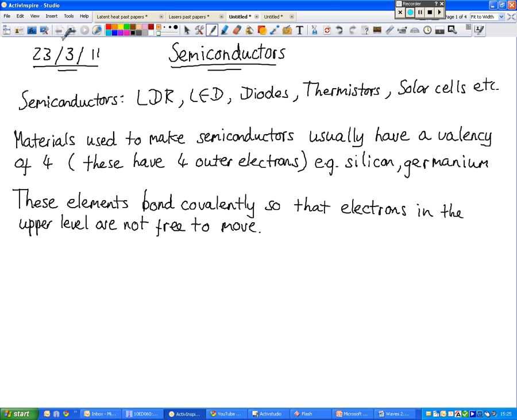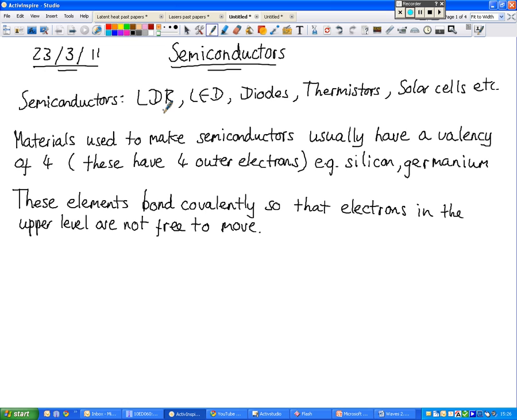Semiconductors are materials that conduct electricity a little bit. But as you'll see, they don't do so on their own, we need to add stuff to them. Some devices that have semiconductors within them are an LDR, an LED, diodes, thermistors and solar cells. We will look at all of these and apply the knowledge we've got just now to them.